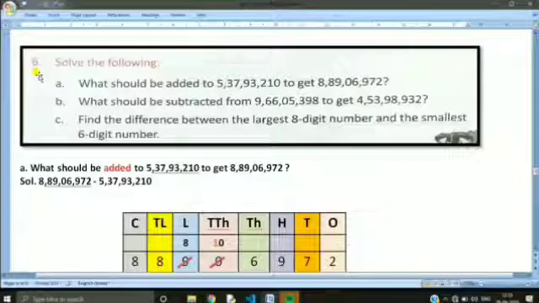Okay, students. We have already discussed exercise 2.1 from question number 1 to question number 5. All the solutions were based on addition and subtraction. Now we come to question number 6.